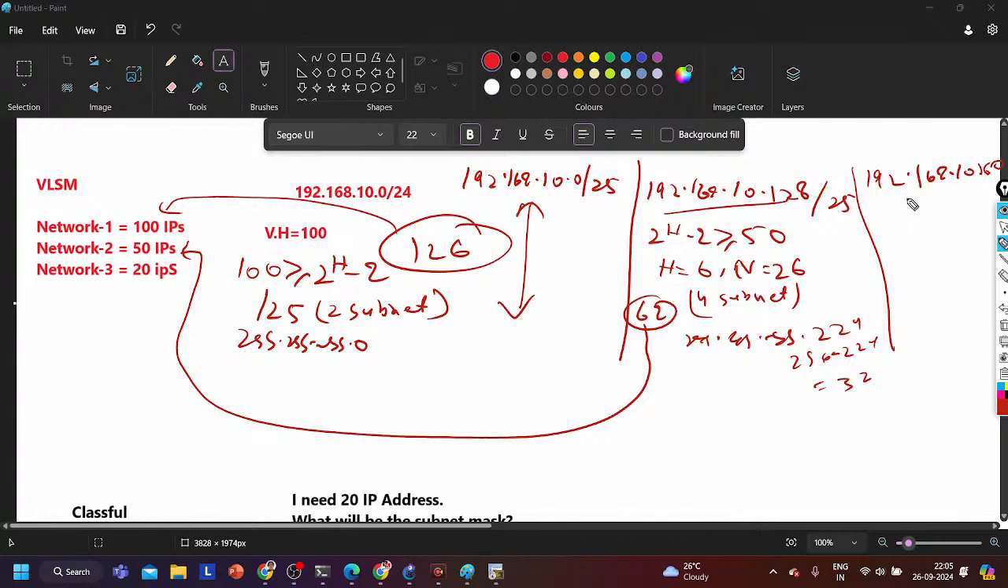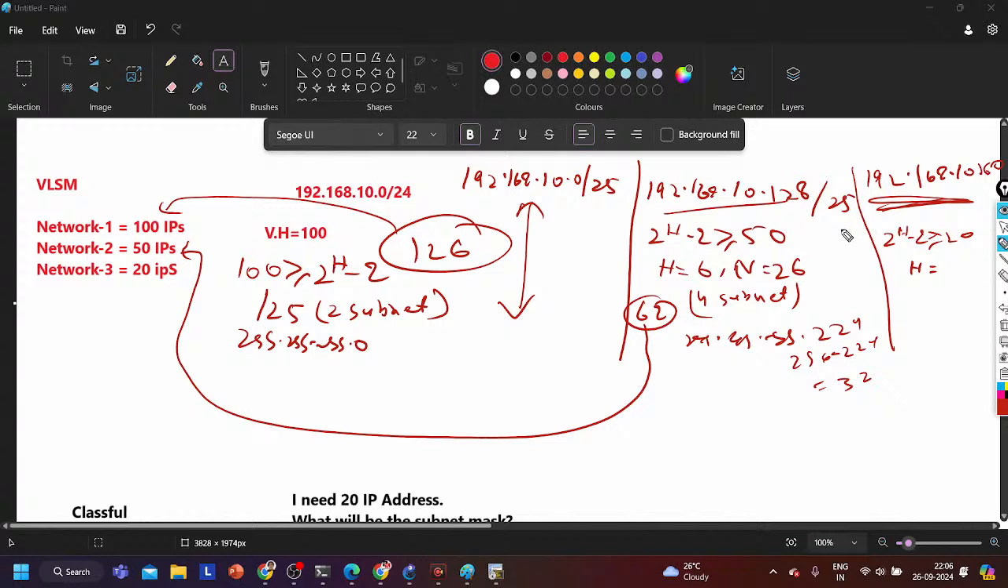And now I will perform subnetting on this network for the third network. So here I need what? 2 to the power h minus 2 should be greater than or equal to 20. Again, you can find the h value, and you can find the network ID.